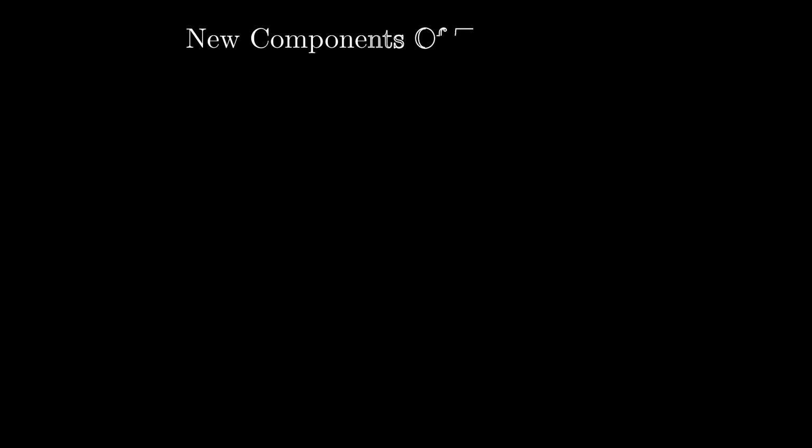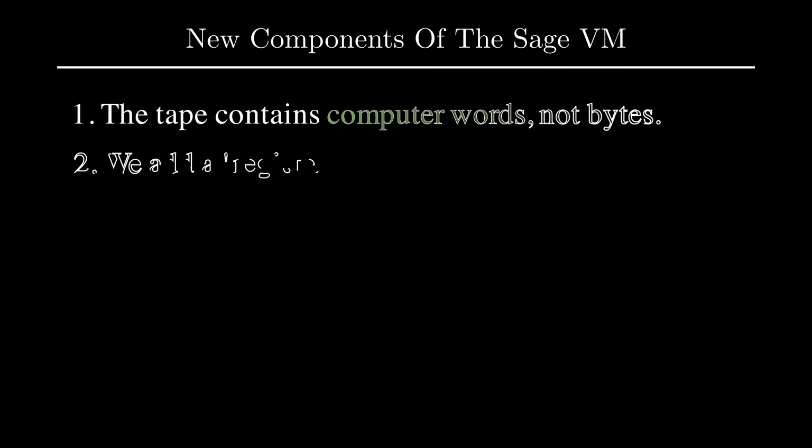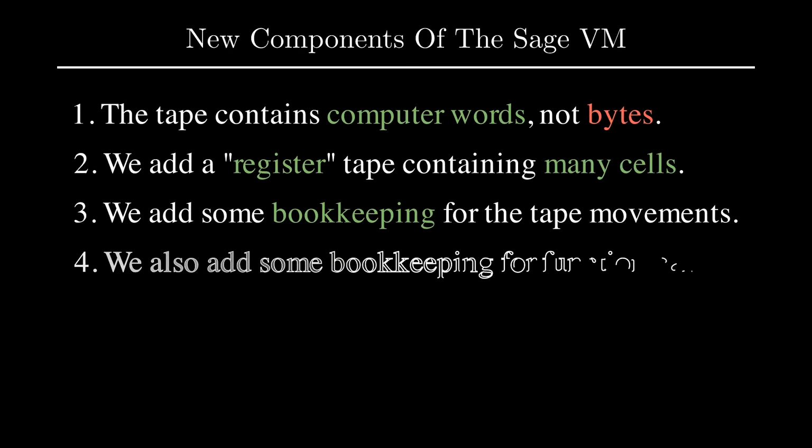Now let's take a quick look at the new components of the caveman's brain. First, our caveman's memory has been upgraded to store entire 64-bit numbers instead of just 8-bit numbers. This allows our caveman to perform math operations on a much larger scale with ease. Second, our caveman now has a smaller list of cells called the register, or accumulator.